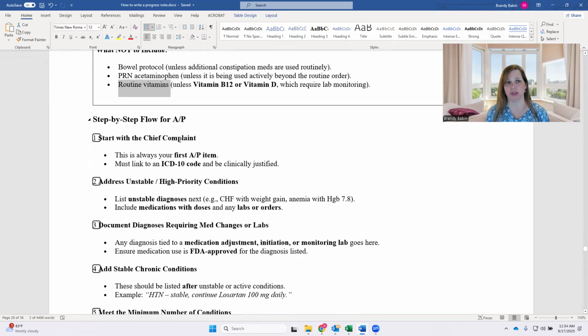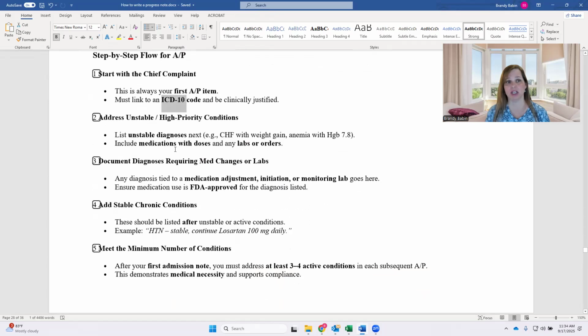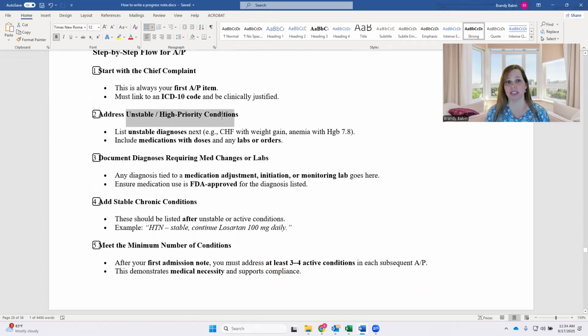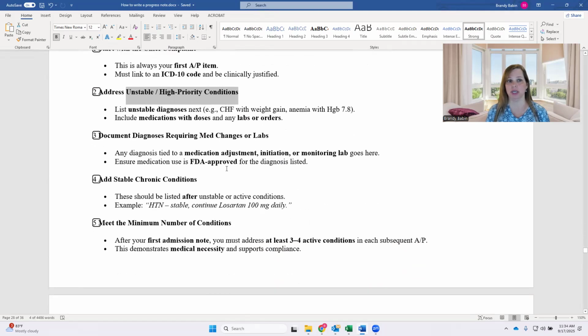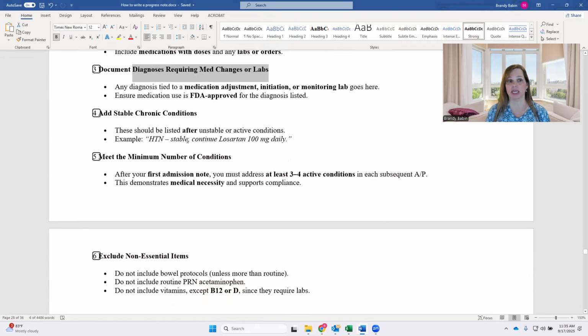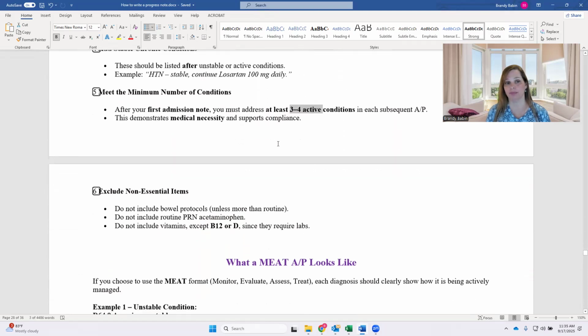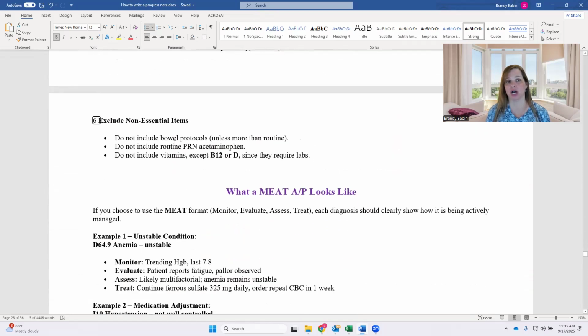So step by step for assessment and plan, start with your chief complaint. It has to have an ICD-10 code with it. Then you're going to address unstable or high priority conditions, which my hope is that your chief complaint is an unstable or high priority condition. Any diagnoses that require labs or med changes would be next. Any stable chronic conditions, and then meet the minimum. So on your first note, it's every condition. After that, it's 3 to 4. And then exclude your non-essentials.